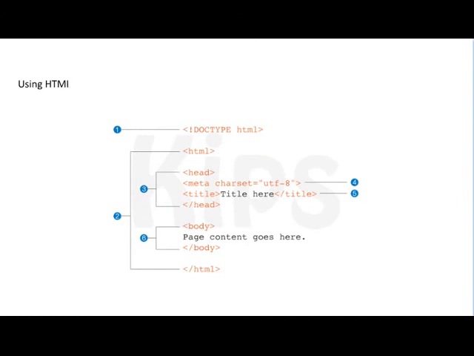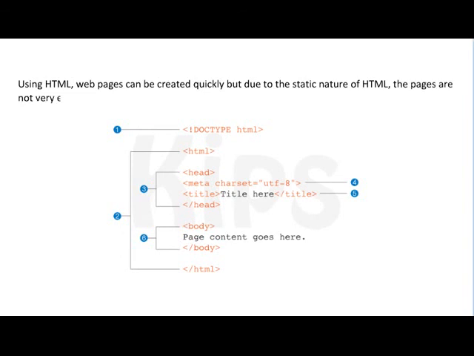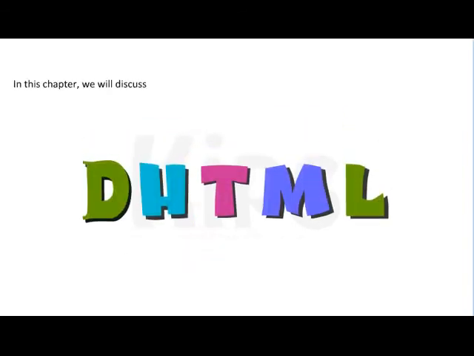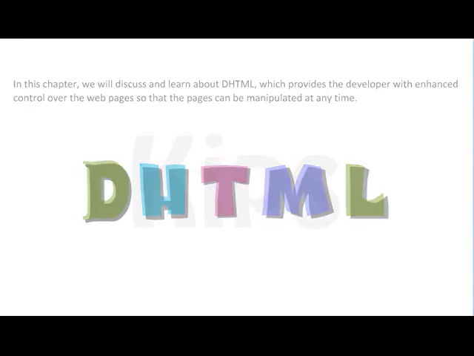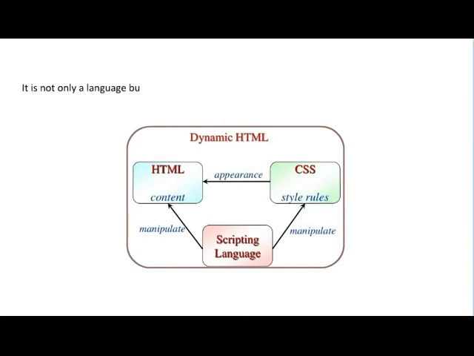Using HTML, web pages can be created quickly, but due to the static nature of HTML, the pages are not very engaging and interactive. In this chapter, we will discuss and learn about DHTML, which provides the developer with enhanced control over the web pages so that the pages can be manipulated at any time. It is not only a language but a combination of several features which makes a web page dynamic.